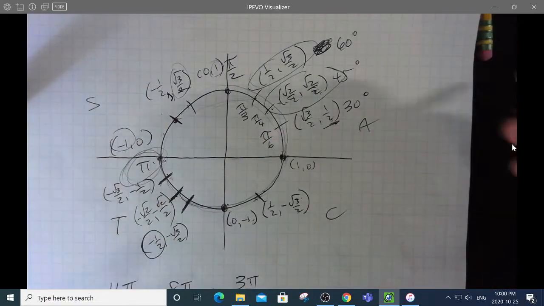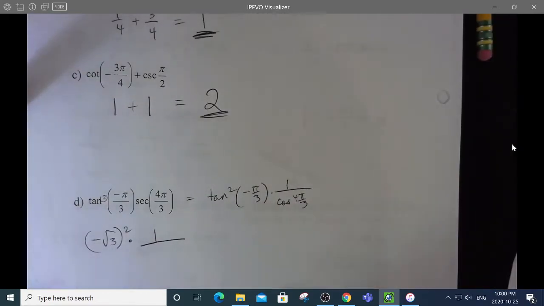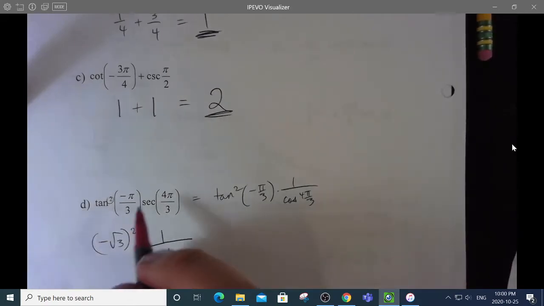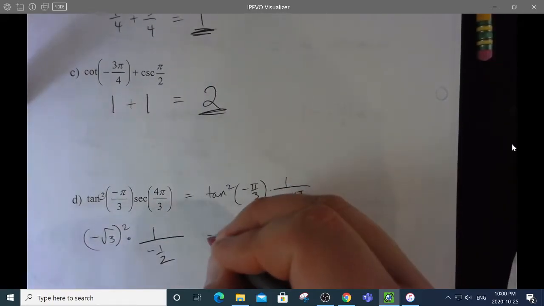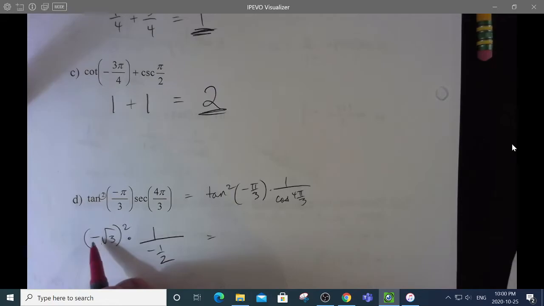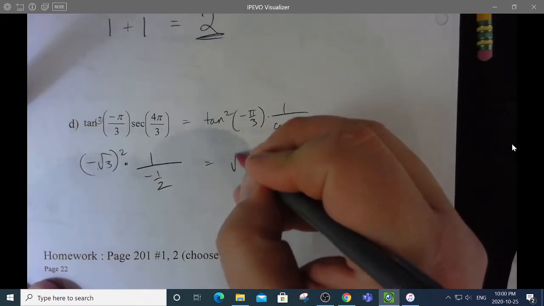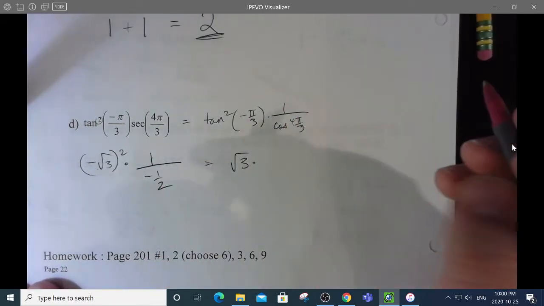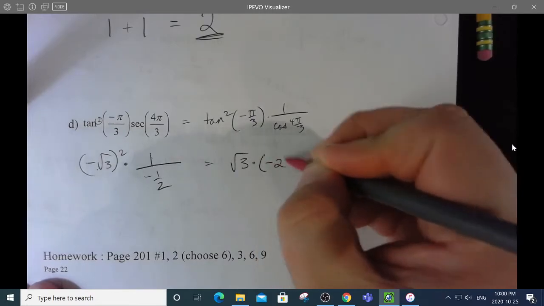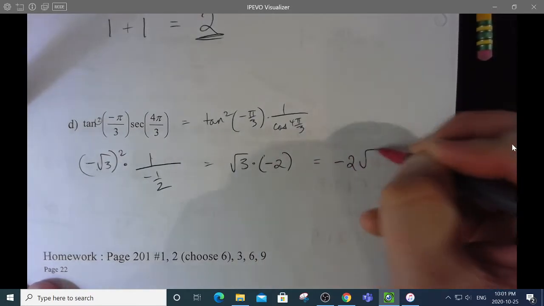I want cosine, that's this one. So that's 1 divided by negative 1/2. Okay, so that's going to be, and am I squaring the secant one? No, I'm not squaring the secant one. So that's going to be the square root of 3 squared, and the negative is being squared as well. Make sure you understand that I'm squaring every part of this. I'm squaring every part of that value. That negative is part of this value. It's getting squared. So that's going to be root 3 times 1 divided by negative 1/2, which is negative 2, and that's going to be negative 2 root 3.